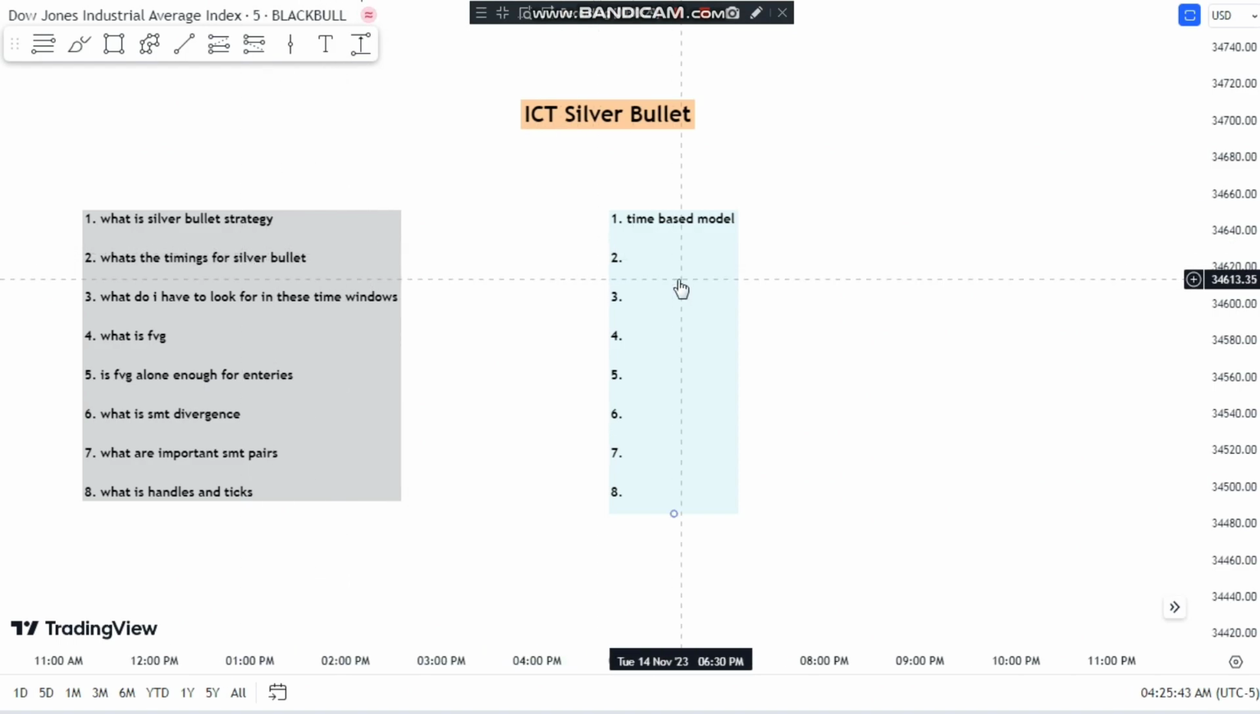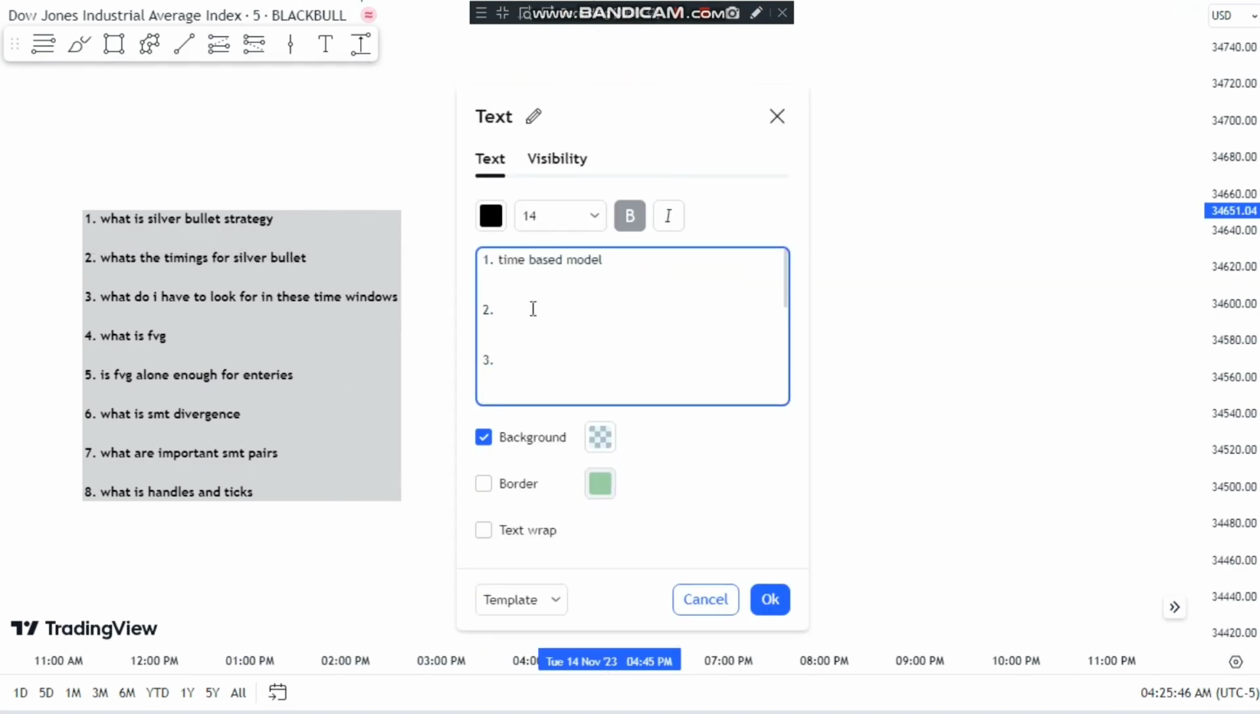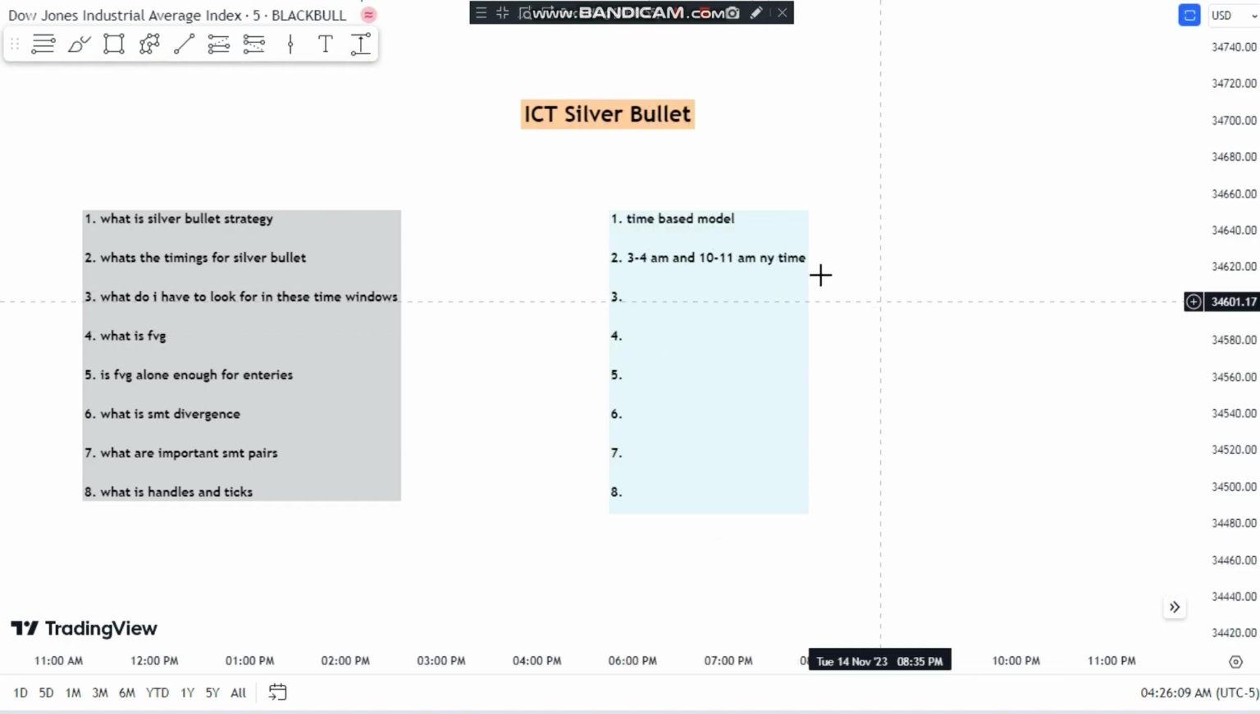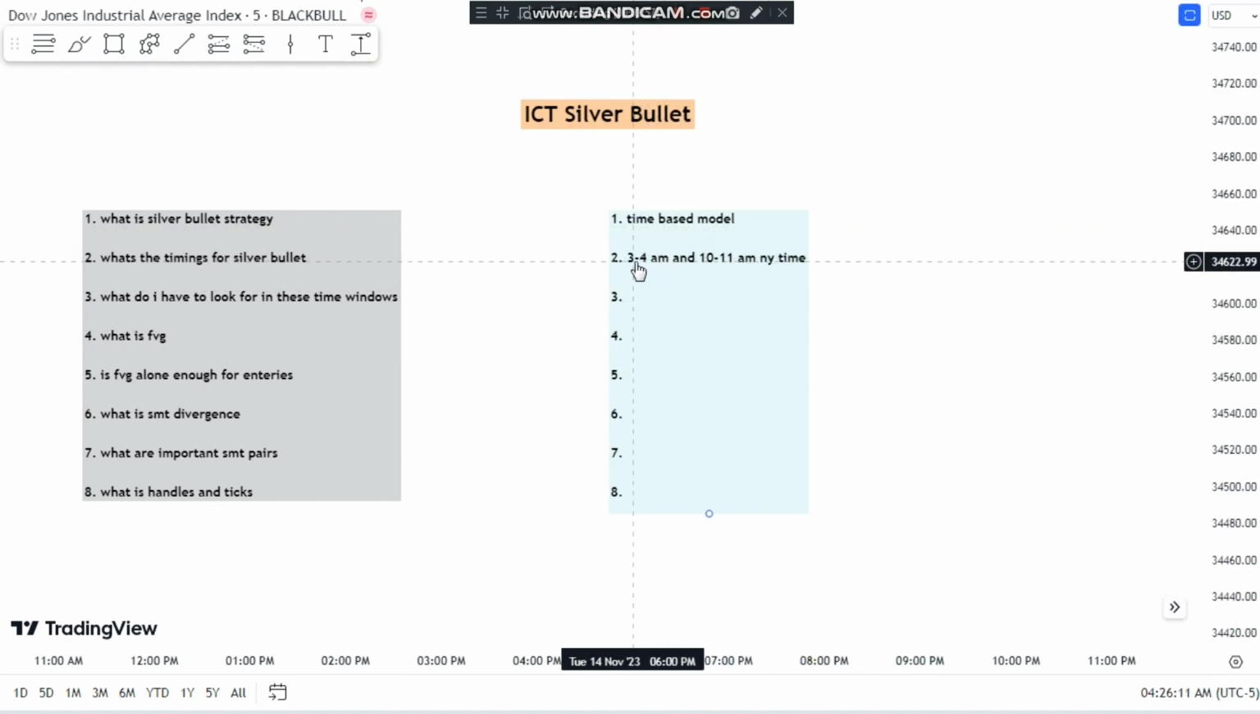And what are those time windows? So ICT uses 3 time windows, but I use 2, which is 3 to 4 a.m. New York time, and the other window is 10 to 11 a.m. New York time. Okay, New York time. My favorite is this 10 to 11 a.m. New York time because I get so many entries during this time window. Okay, so it is a time-based model, and you have to trade between 3 to 4 a.m. and 10 to 11 a.m.